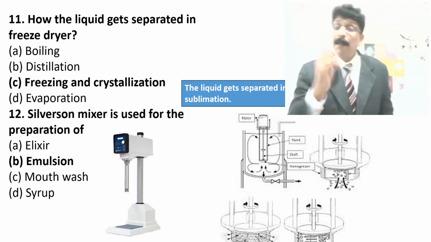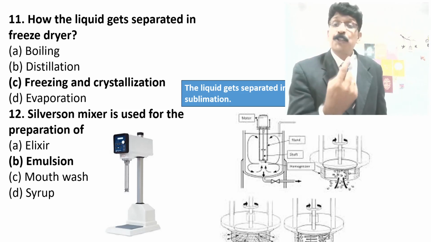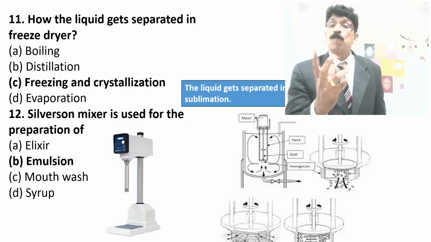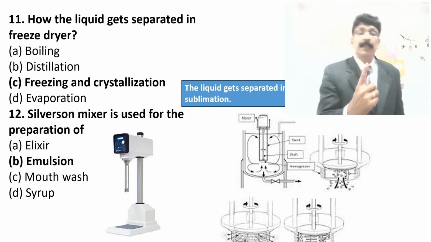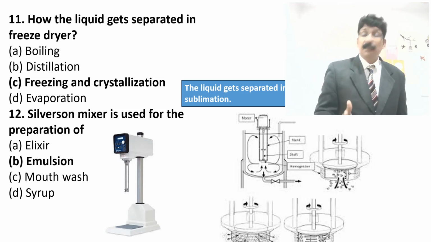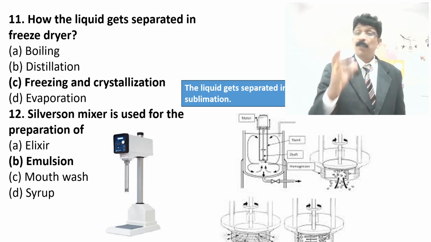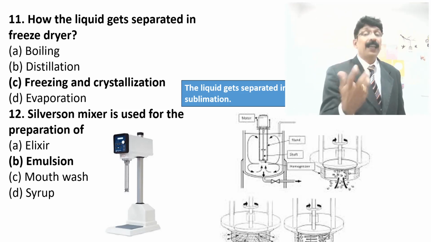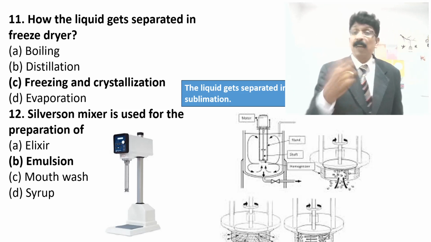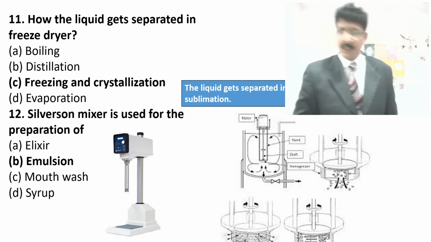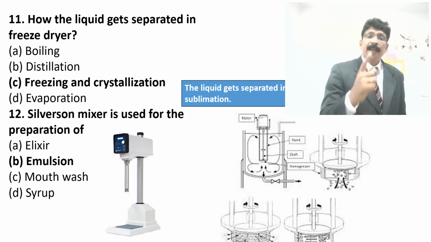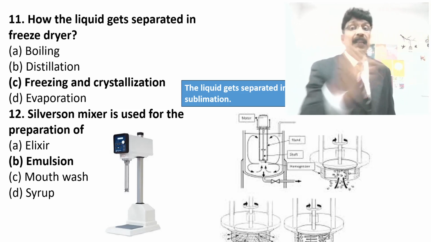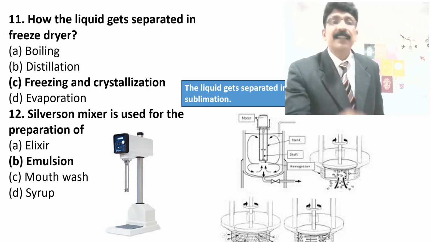Here, by means of the rotating speed of the blade and the paddle, it can even make emulsions. Two immiscible liquids can be made miscible by using an emulsifying agent, which can reduce the surface tension between the two immiscible liquids. So they have asked about the Silverson mixer, you remember the picture and the name.